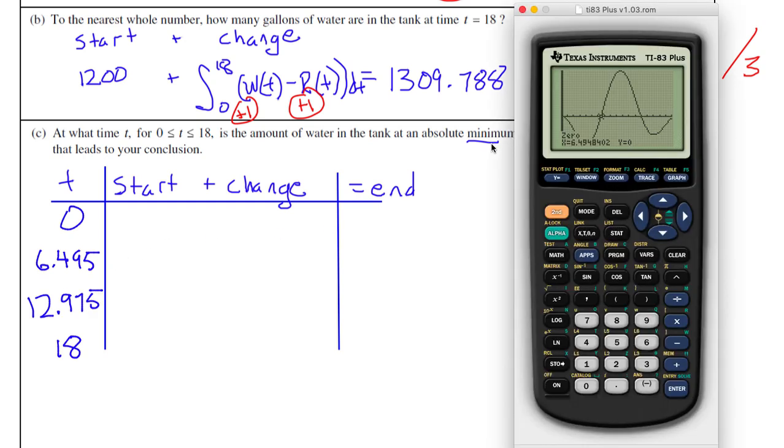We're looking for a minimum. The definition of a minimum is where the derivative goes from a negative to a positive. So I'm going from a negative to a positive at 6.495. That's a good value to choose. It's preceded by negative area, so it could be a minimum.